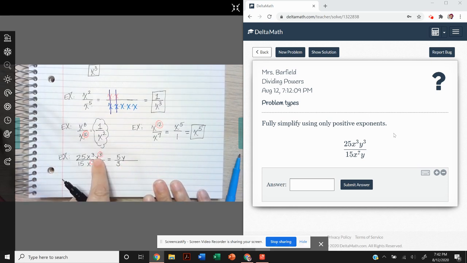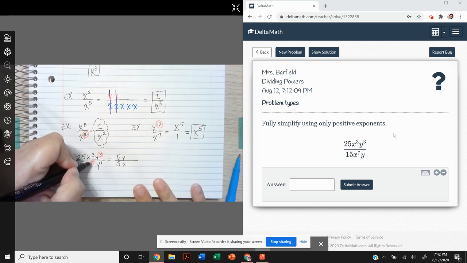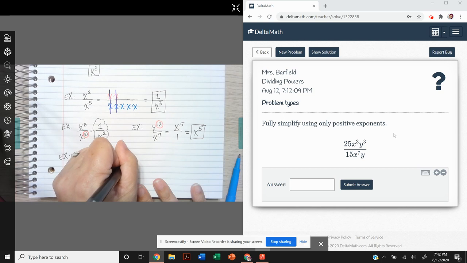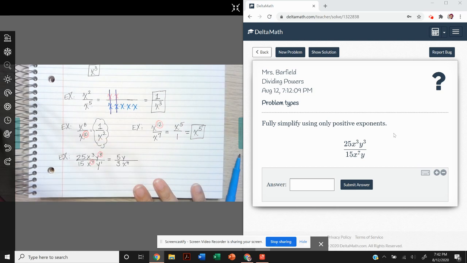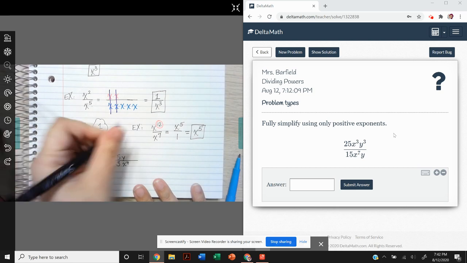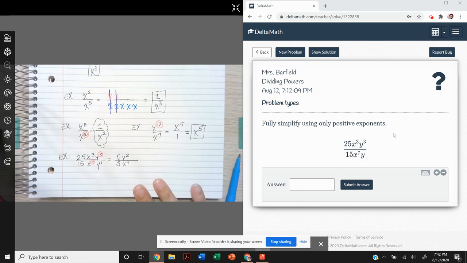Okay, because that's where I've got my y, and there's going to be an x. I already know there's going to be an x on the bottom. Okay, now I just have to subtract. So 7 minus 3, 4. 3 minus 1, 2.